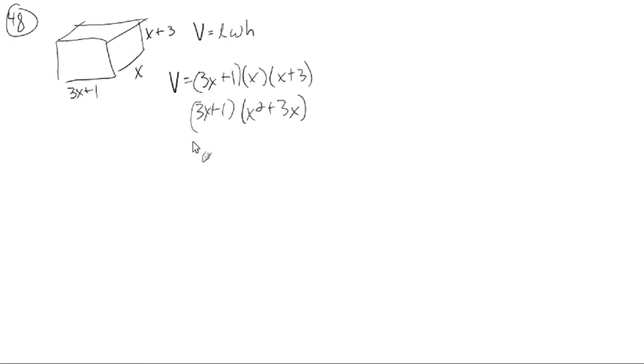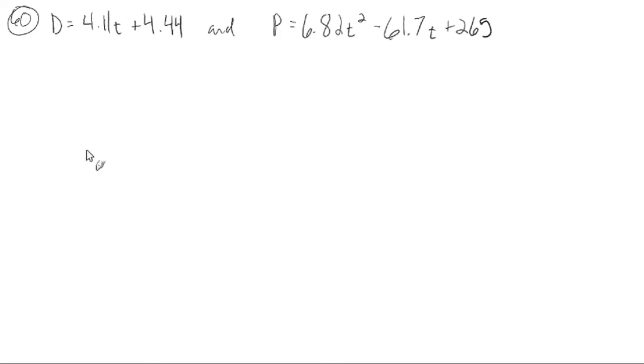So 3x times x squared is 3x to the third, plus 3x squared. We're going to multiply the 3x's together, and we'll multiply 1 throughout, and we get x squared plus 3x. We do have like terms here, so we'll go 3x to the third plus 4x squared plus 3x. And that is an expression that tells us the volume. If we knew what x was, we could just plug it into all three of these, and that would give us the volume. Okay.